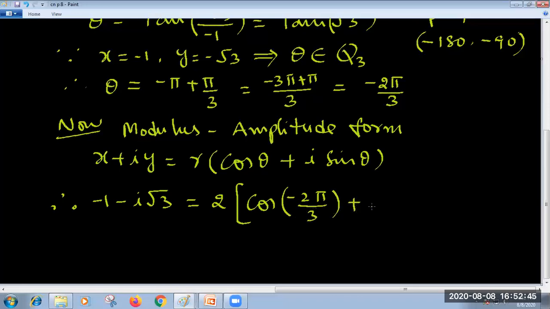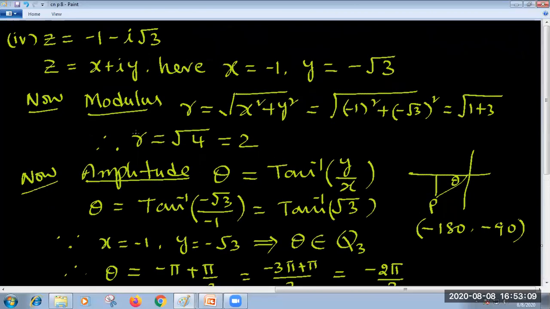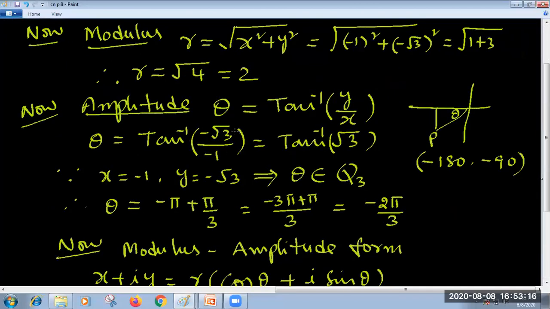Substitute the r value and theta value in this. So if we find the r value and theta value separately and substitute in this, we get the modulus amplitude form. Very simple, the name itself is very clear. Modulus amplitude. First find the modulus, that is the r value, by using under root x square plus y square, and the amplitude theta by using theta is equal to tan inverse y by x.